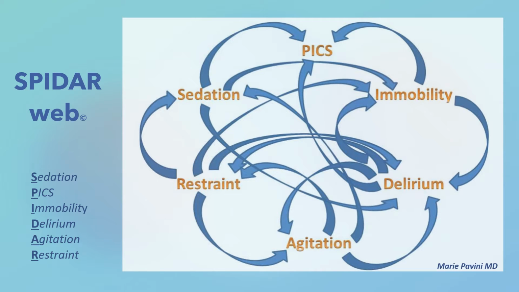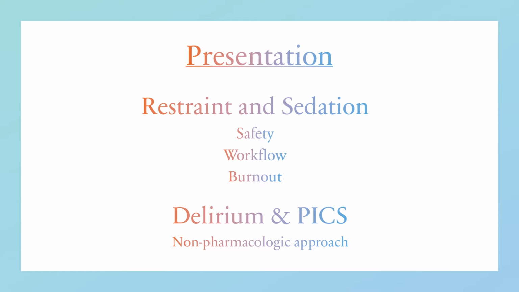Looking at this spider web, you can see the interplay between sedation, PICS, immobility, delirium, agitation, and restraint. Each arrow represents studies linking the negative aspects of care. We'll start out talking about restraint and sedation as they relate to safety, workflow, and nurse burnout, and finish up with delirium and post-intensive care syndrome and some non-pharmacologic approaches to reduce the incidence of these terrifying and costly complications.